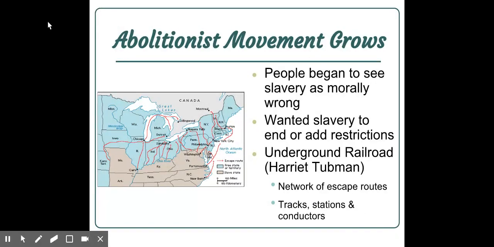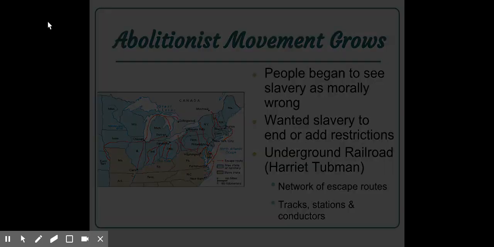So you are going to have the tracks, which are the escape routes. You're going to have the stations, which basically were safe houses or barns that people had set up to keep the slaves safe during the day. And then the conductors, the landowners that allowed the slaves to pass through their property. And so we're going to see this start growing. This is going to upset the South because they feel that the Northerners are helping take property away from them.